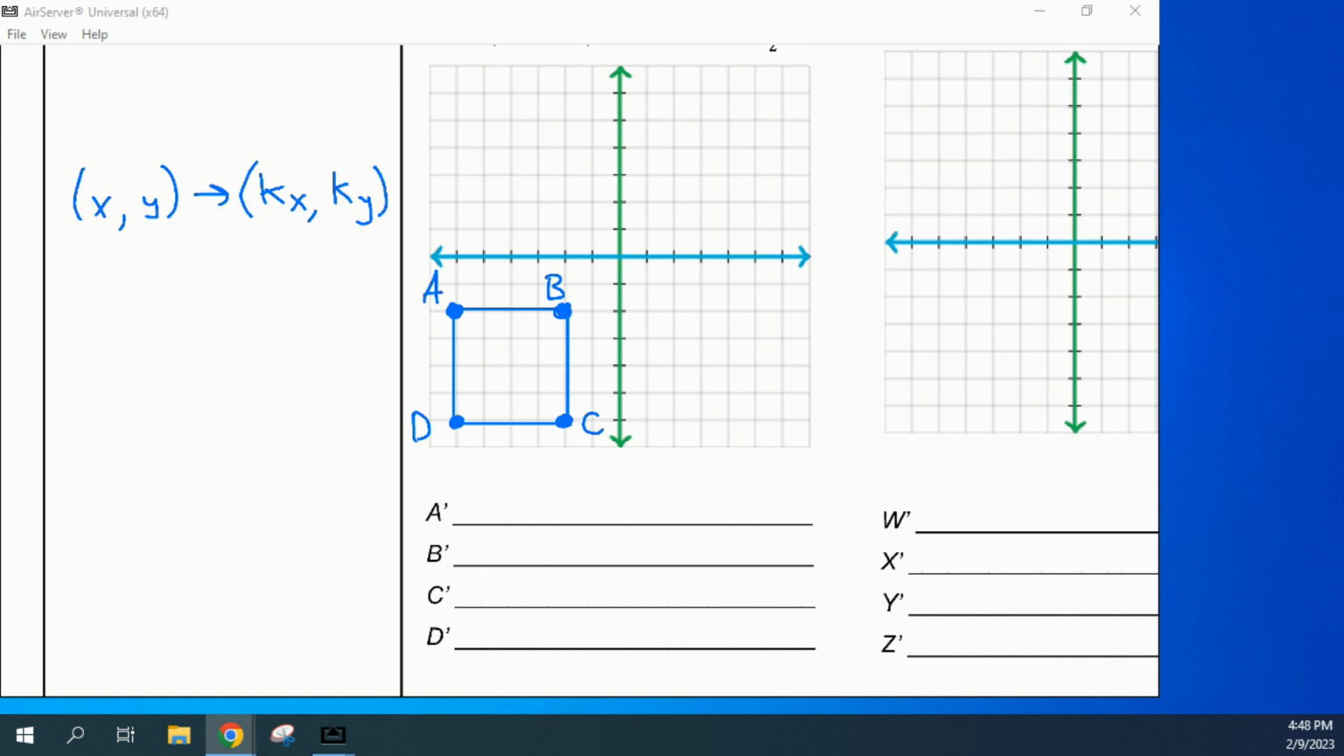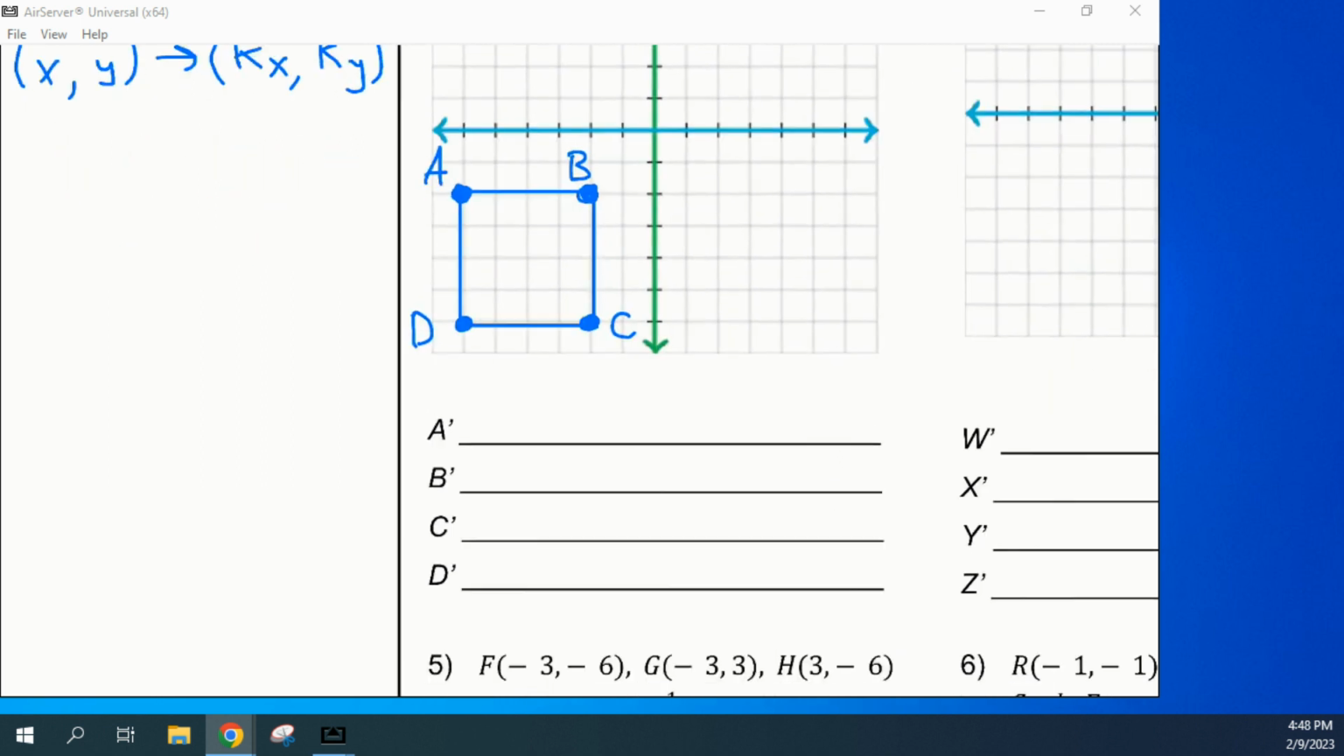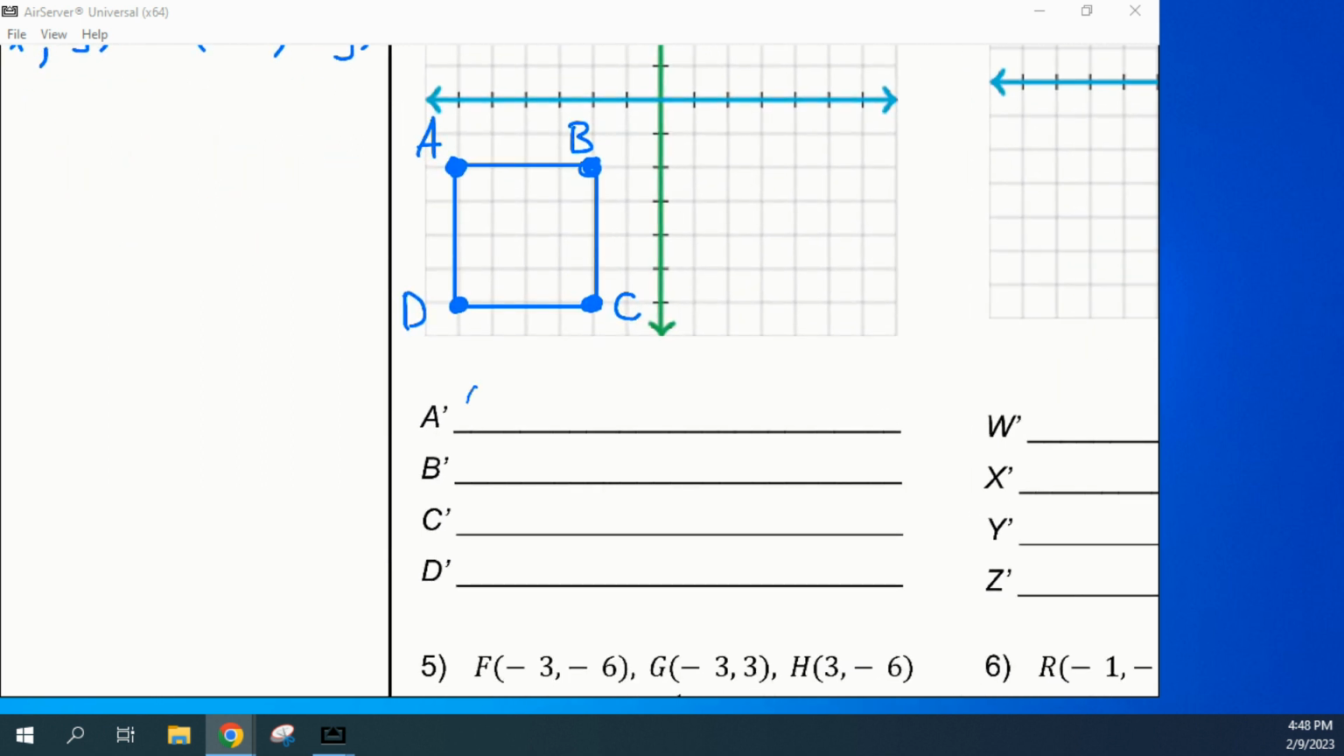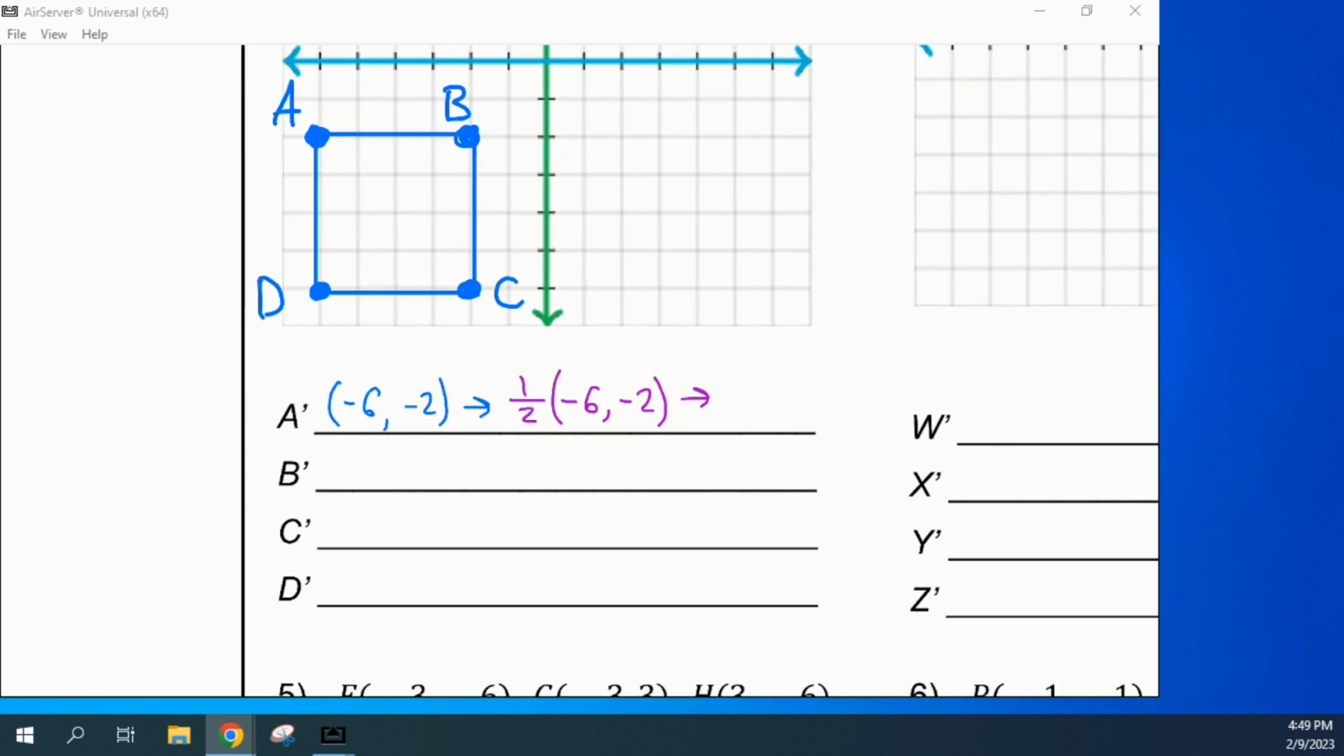So for A, our point of A is -6, -2. We are going to use our scale factor of 1/2 times the -6 and the -2. Then what we'll get on the other side of that is what point A prime should be. So half of -6 is -3, and half of -2 is -1. I'm going to do the same thing with B.